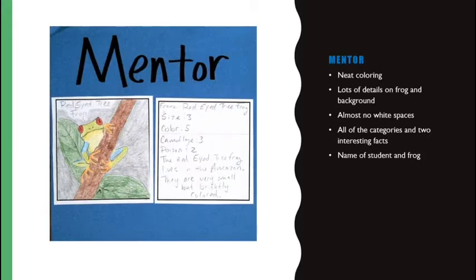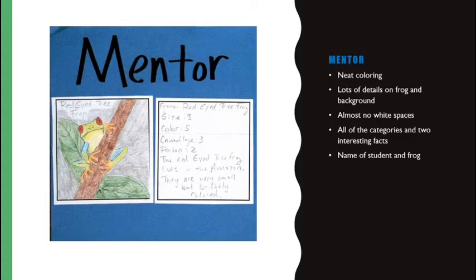Then, the mentor level. This is a student who could teach other people. I know it is because it's actually mine. So this has neat coloring. It's not out of the lines. It covers everything. There's lots of details on the frog and the background. There's almost no white spaces. I have to say almost because they're still around the name of the frog. Then all of the categories are on the back of the card, and there's 2 interesting facts about the frog, and the name of the frog.